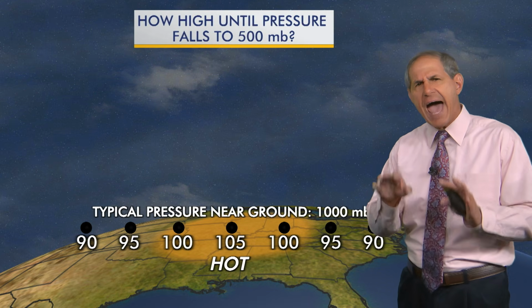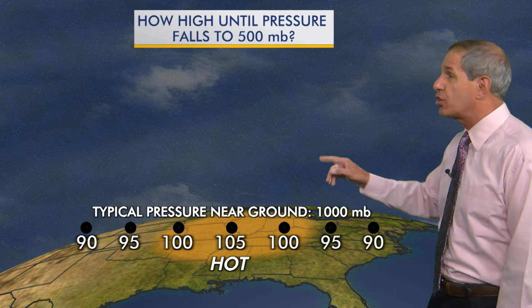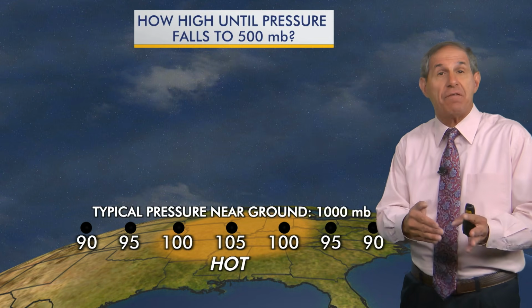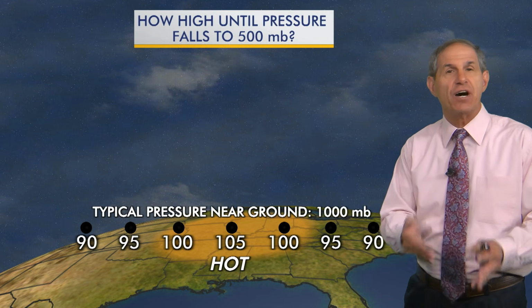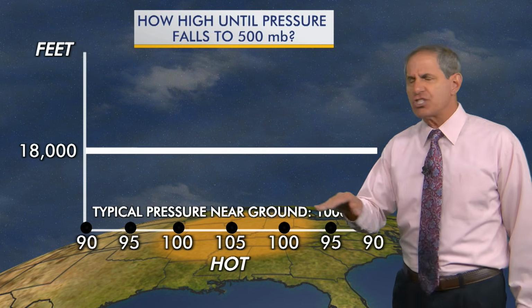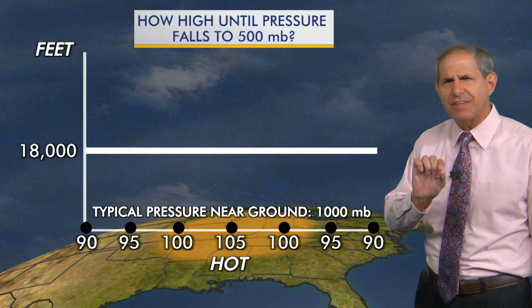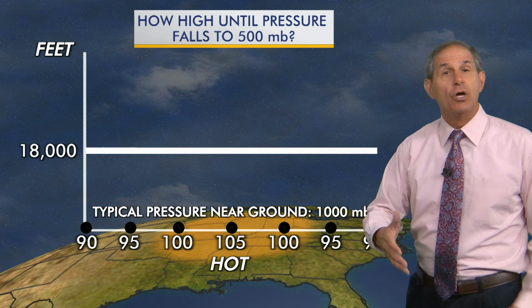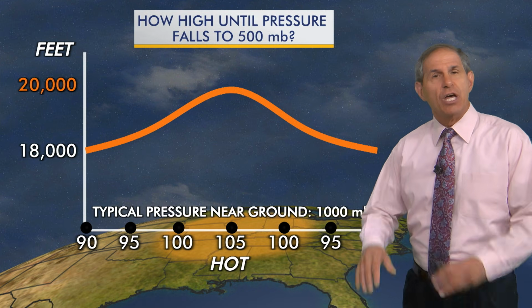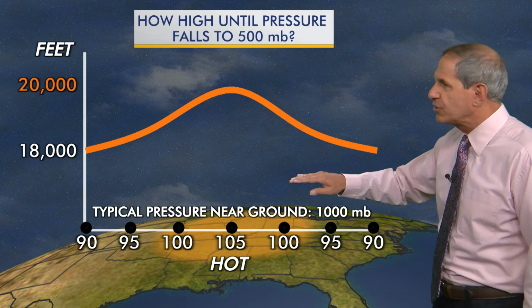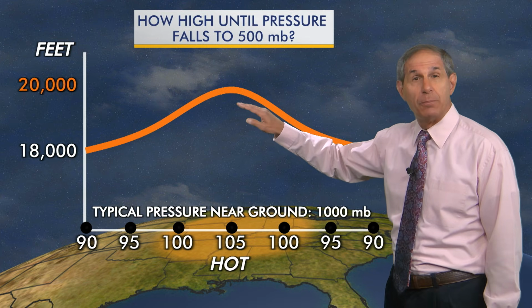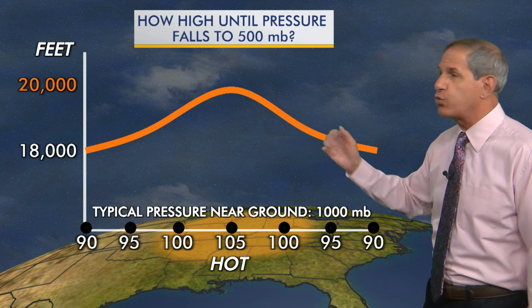Now, typically, the pressure near the surface of the Earth is around 1,000 millibars, which is about 29.5 inches of mercury on your home barometer. Meteorologists often ask, how high in the atmosphere would you have to go for the pressure to drop to half of that surface value, or 500 millibars? The answer on average is about 18,000 feet, but it's not the same everywhere. The hotter the air, the more it expands or spreads out. And so above the hottest air, the altitude where the pressure is 500 millibars is higher, approaching 20,000 feet.